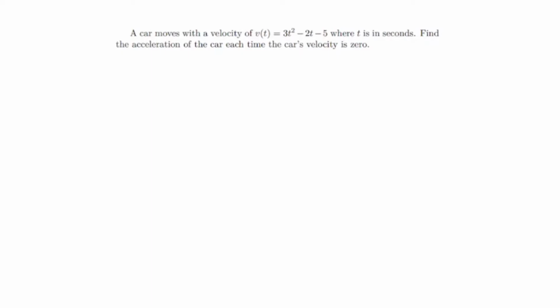In this video, we'll solve a velocity problem from calculus. A car moves with a velocity v of t equals 3t squared minus 2t minus 5, where t is in seconds. Find the acceleration of the car at each time that the velocity is 0.